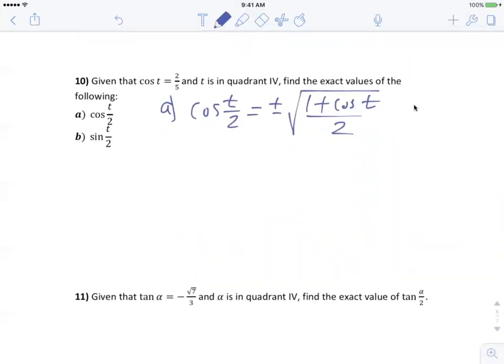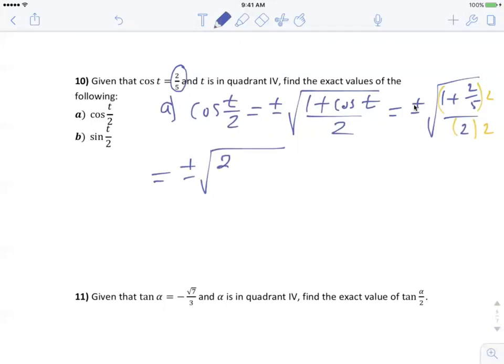Okay. Now I know cosine t, that whole thing is 2/5, right? It's not giving me the angle, it's giving me the cosine of the angle, 2/5. So I replace that whole thing with 2/5. 1 plus 2/5 divided by 2. All right, and then now it's just about cleaning this up. Okay, so multiply by 2, and we're going to get, by distribute, plus or minus square root.